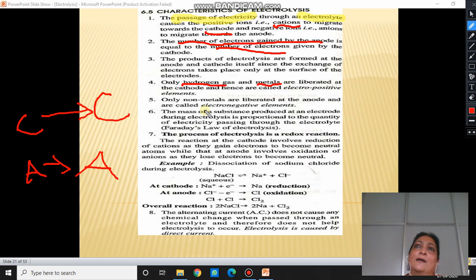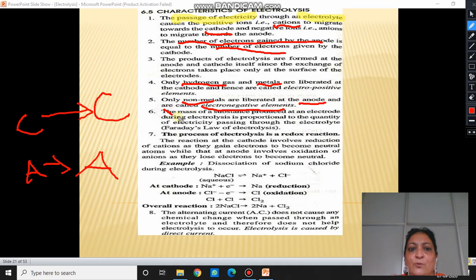The reason is, we know that non-metals accept electrons, so they cannot be liberated at the cathode. Non-metals are always liberated at the anode, and they are called electronegative elements.